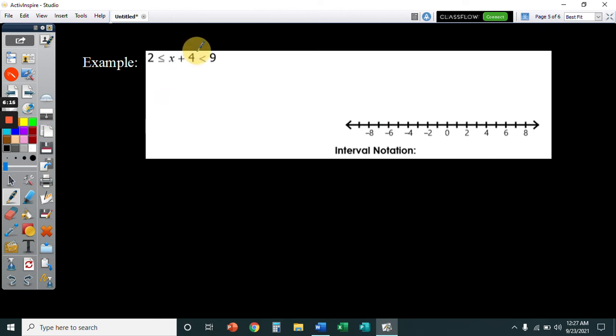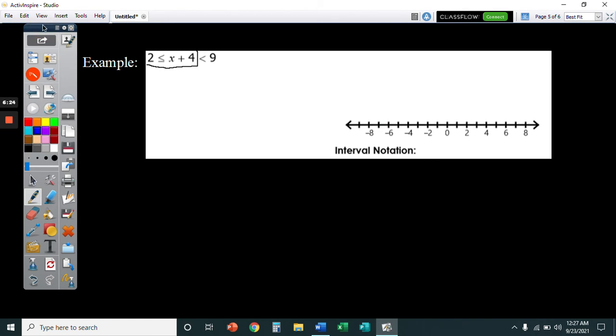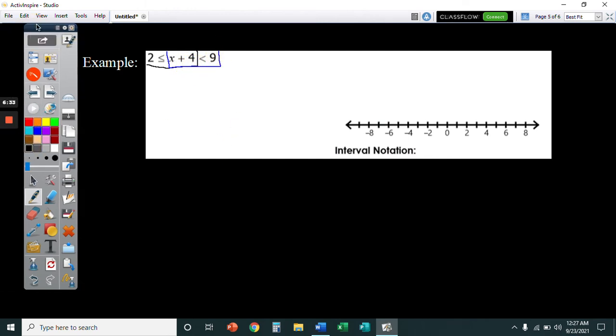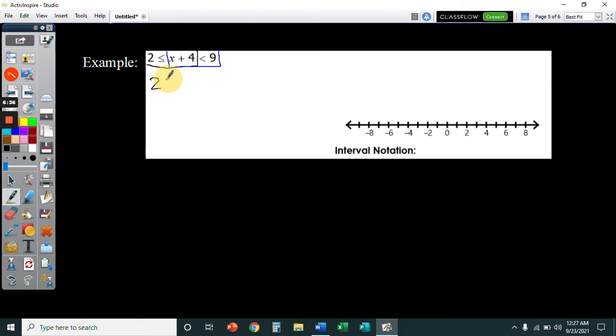The first part, one of the equations, is this. I'm going to use blue here. And the second inequality is this. If I'm going to solve the first one, I can write it as a separate equation. Here, I need to subtract 4 from both sides. You get -2 is less than or equal to x. It's easier to read the inequality symbol from the variable side. So here you have x greater than or equal to -2.